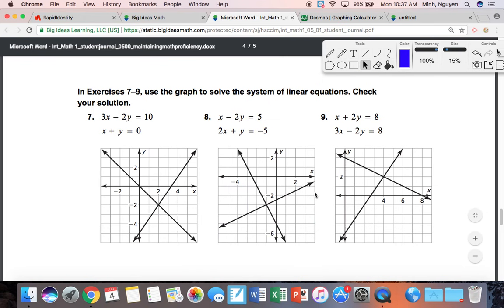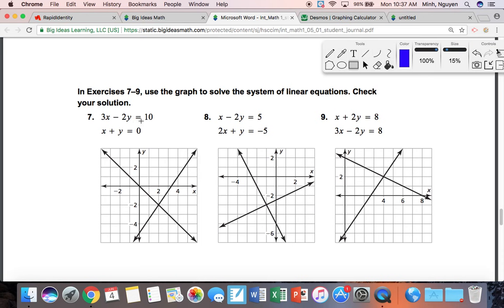Use the graph to solve the system of linear equations. So again, solve and solution mean point of intersection. So I'm just going to circle them each. Well, I'll circle it for the first two, so you guys.